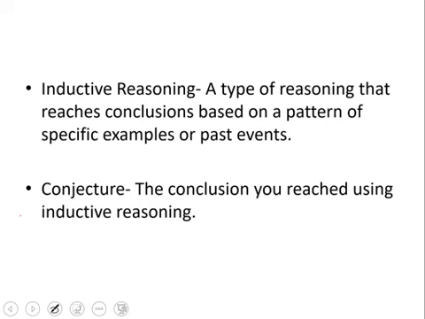The next thing on this is a conjecture. A conjecture is the conclusion that you reach with inductive reasoning. So it's the why. If I count by the numbers 2, 4, 6, 8, you would say the next number is 10, and I'd say why? You say because you're counting even numbers. Counting even numbers is the conjecture. That is the reason why you move from one number to the next.